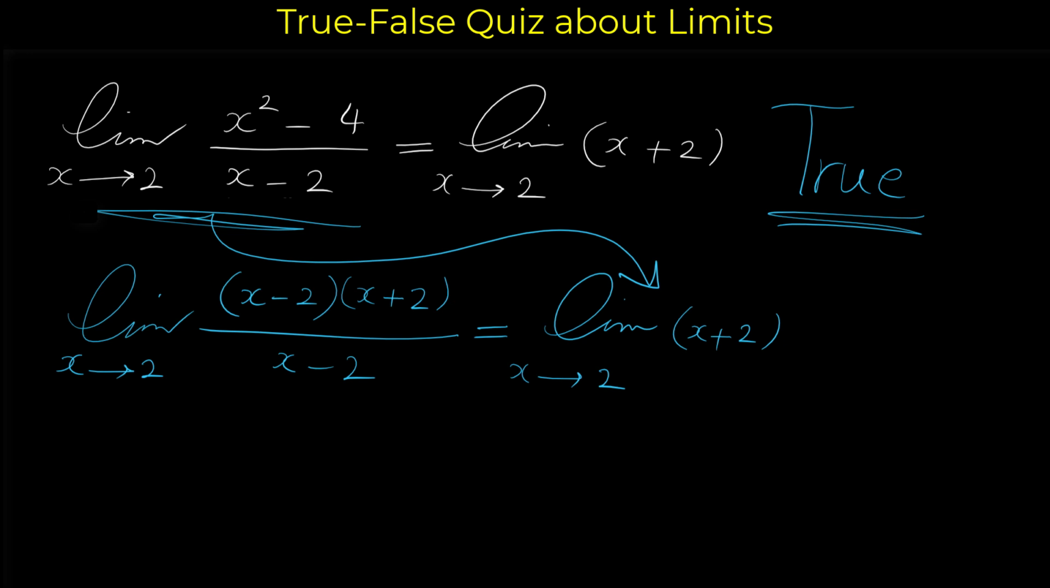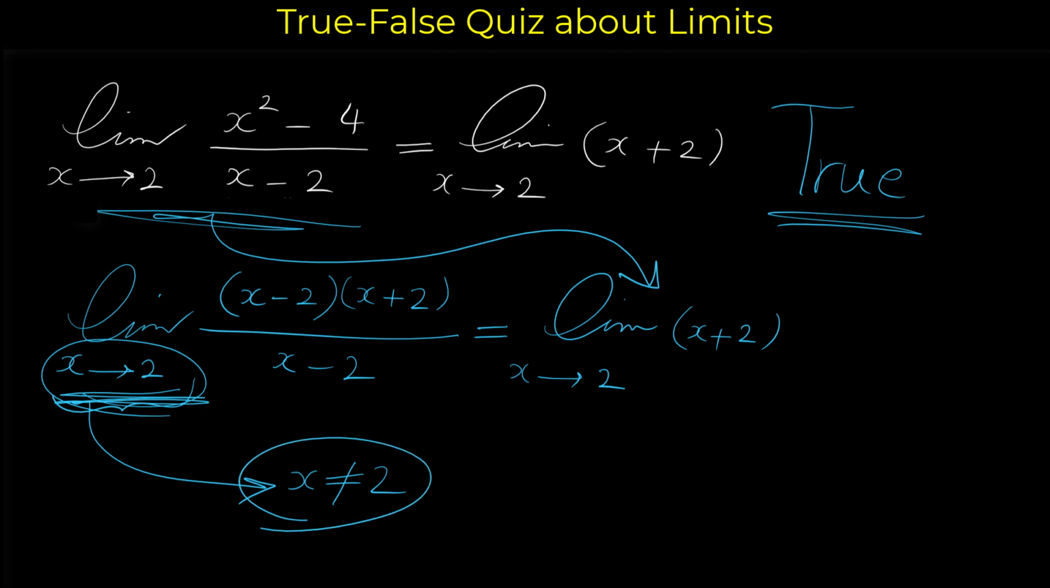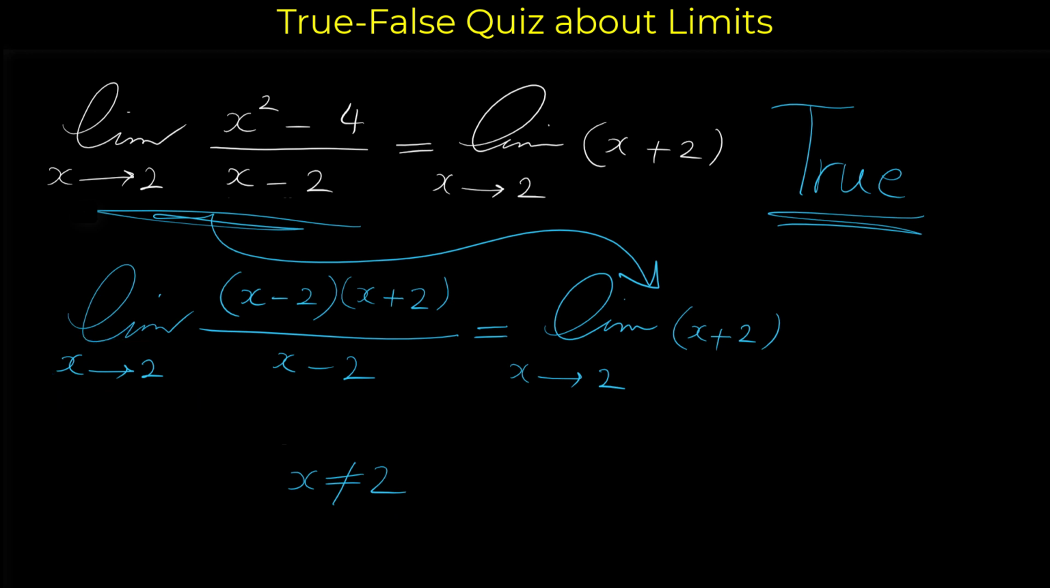The difference between this example and the previous example is that here, because it's a limit and x approaches 2, we know that x is close to 2, but x is not equal to 2. So we are not worried about 2. x is only close to the point 2. So cancelling x minus 2 from the top with the bottom doesn't make any problem, and these two limits are equal to each other. And so the statement is completely true.